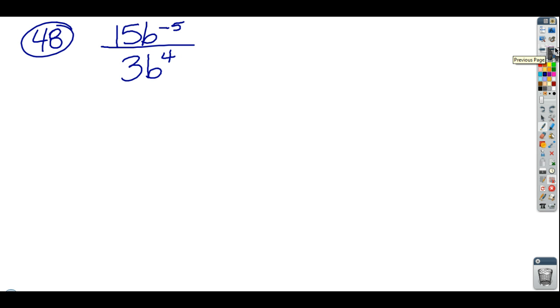48. This is one we did in class, but I'll do it again. So 15 times b to the negative fifth over 3 times b to the fourth. This one's got a lot of pieces, so I'm going to separate them out. 15 over 1 times b to the negative fifth over 1 times, now this is getting a little confusing, the 3 is on the bottom, so this is actually 1/3. And the b to the fourth is on the bottom, so I'm going to put a 1 above that. And now I'm going to change the exponents so everything is positive.